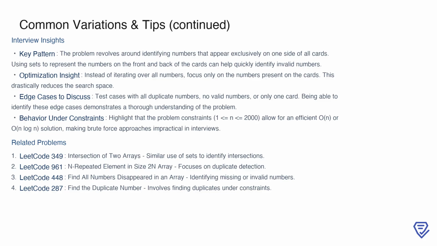Finally, under the given constraints, where the number of cards is capped at 2000, efficient solutions with a time complexity of O(n) or O(n log n) are feasible, whereas brute force approaches would be too slow. Related problems like LeetCode 349, 961, 448, and 287 also touch on themes like set operations, finding duplicates, and identifying missing elements, making them great practice for this kind of problem.